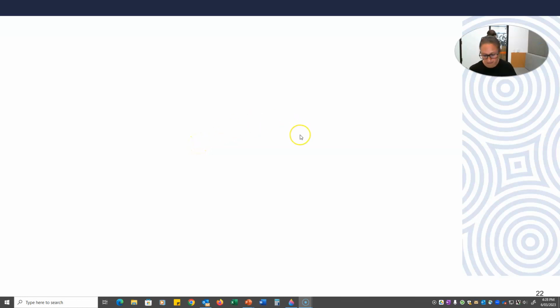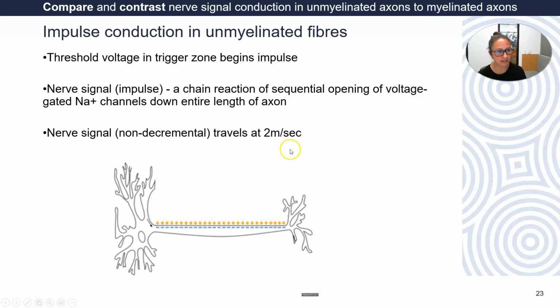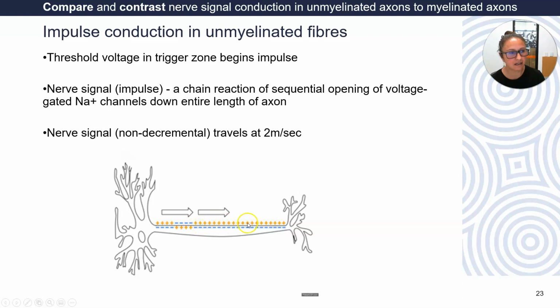Okay, so now that we kind of understand what an action potential is, you can visualize it a little bit like this. You've got a situation where you've got sodium channels going into the neuron and potassium leaving in a wave-like fashion, and it goes all the way down the axon.